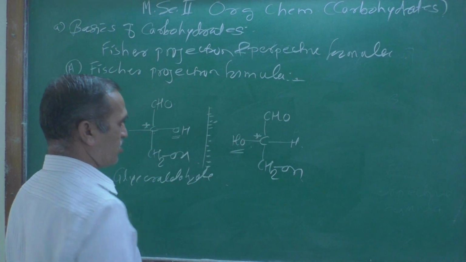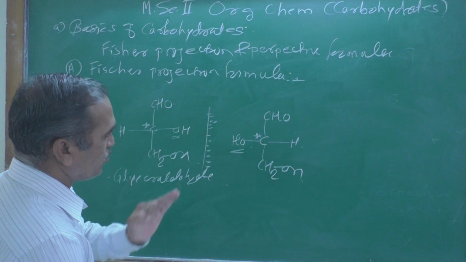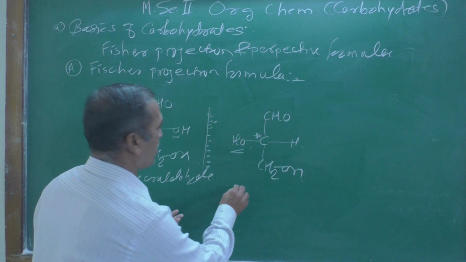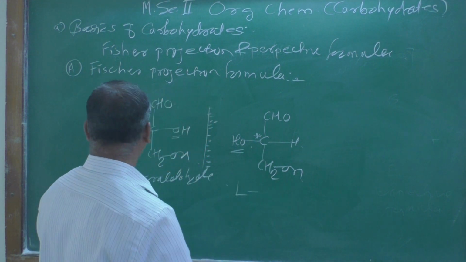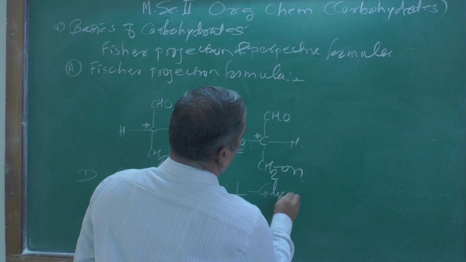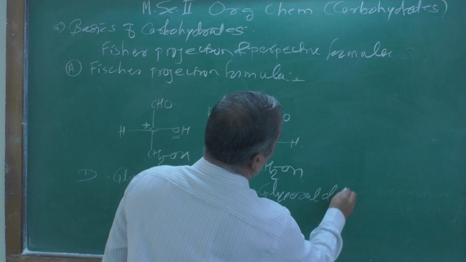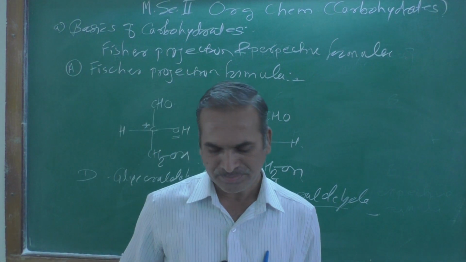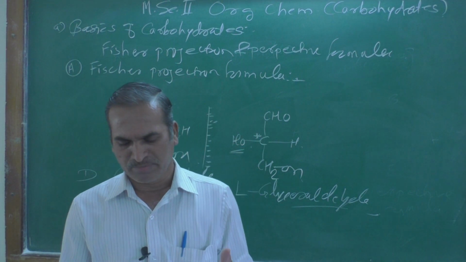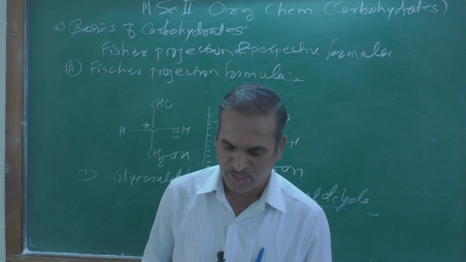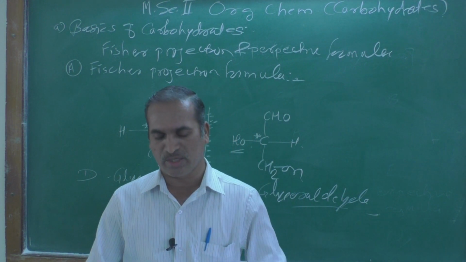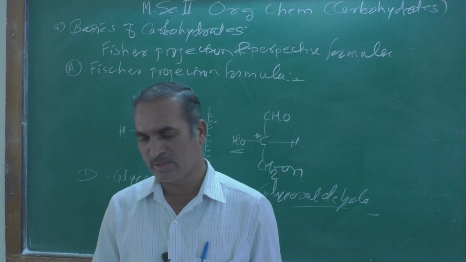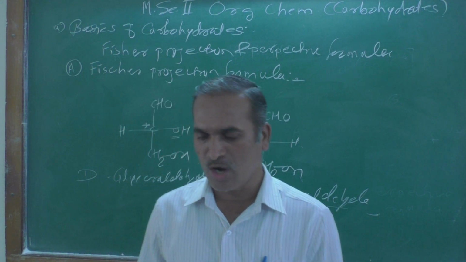Now look here. Observe this structure. What do you see over here? The hydroxy group is present on the left-hand side, therefore it is known as L-glyceraldehyde. In the same way, we can use a ball and stick model for D- and L-glyceraldehyde, and these are the relative configurations.